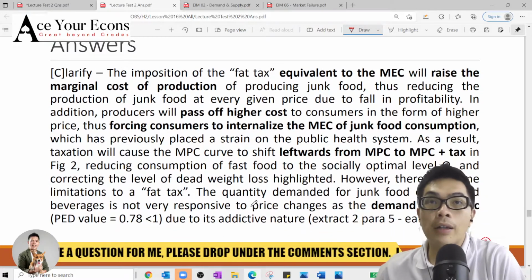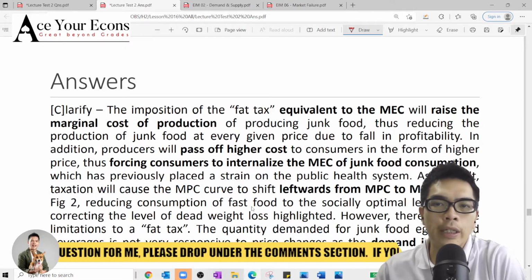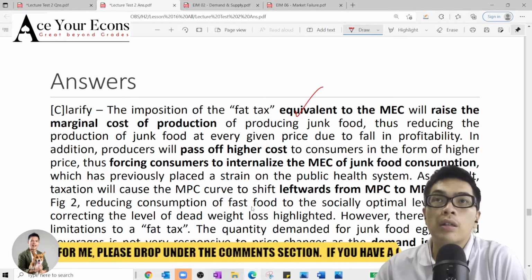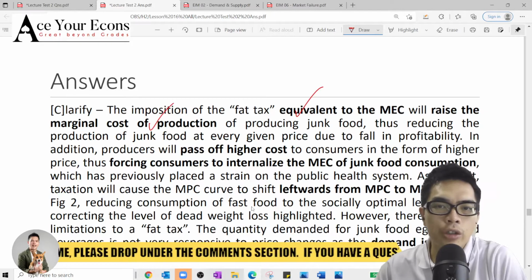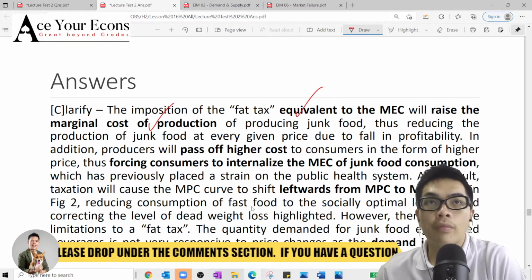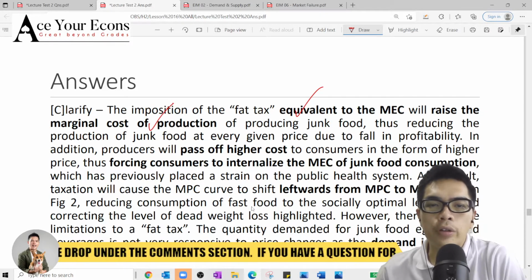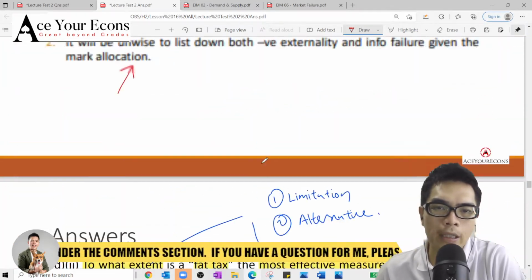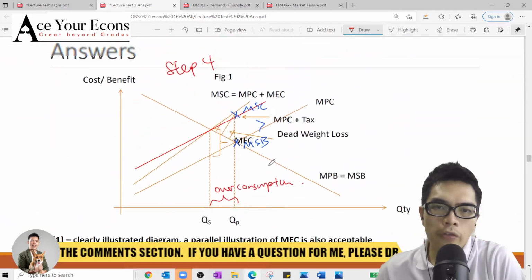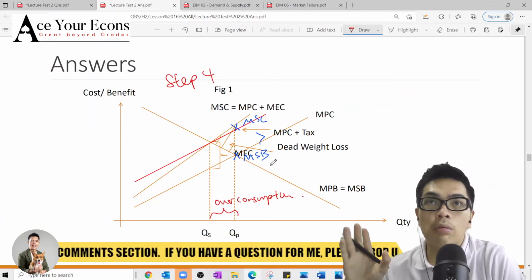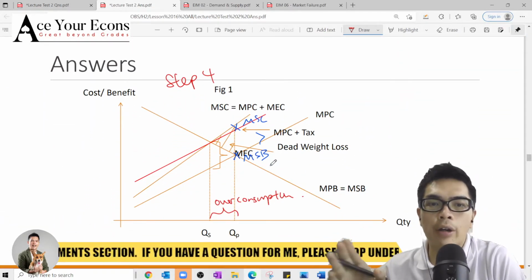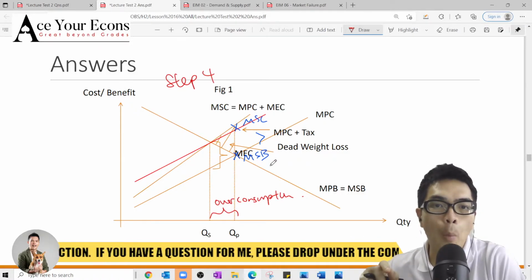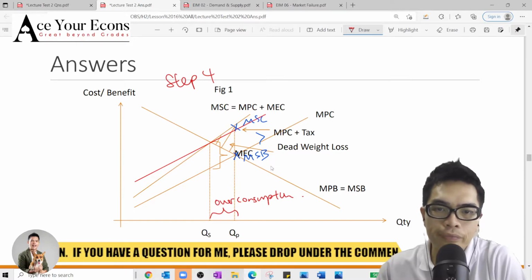So for fat tax, I want you all to look at all these things. Number one, a fat tax is going to be equivalent to the MEC. This will raise the marginal cost of production, and producers will pass off higher costs to consumers. So from a diagram perspective, it looks like this. For students who fail to relate to diagram, please relate back to figure 1 and step 4. Just show this. Good enough.